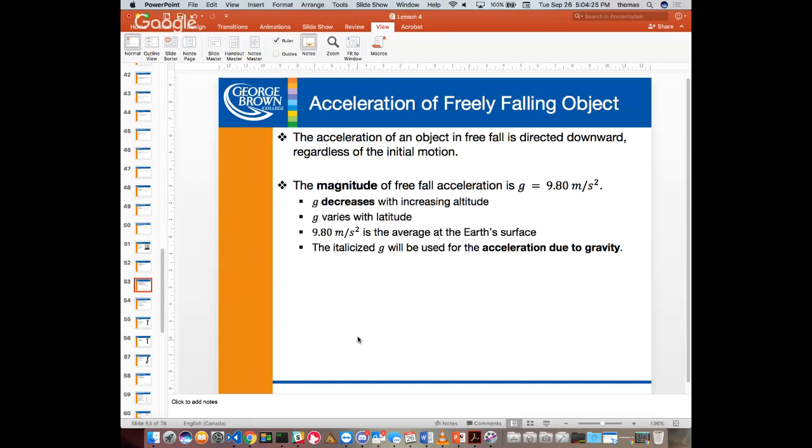For what we're doing, I always want you to use 9.8. Minus 9.8. Why is it minus? Acceleration is a vector, and it's pointing downwards. Therefore, it's a negative acceleration, right? Because it's pointing down. If I was accelerating something upwards, like a rocket, it may have positive acceleration going upwards, right?